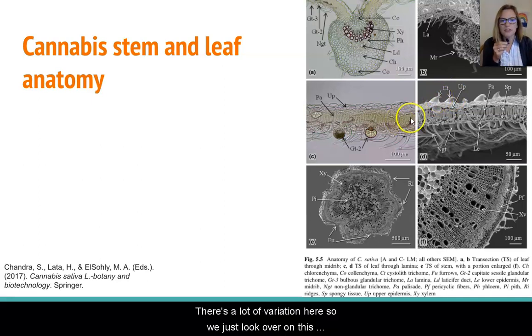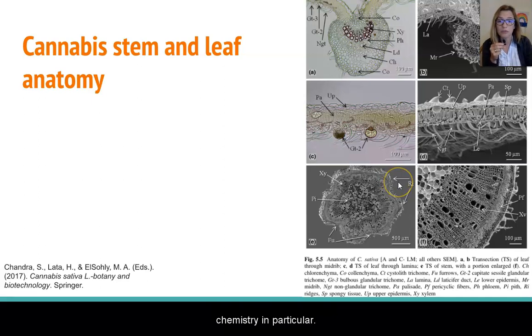There's a lot of variation here, so if we just look over on this side, there's a couple glandular trichomes here on the underneath side, but here you just kind of get a little more close-up view of that leaf, and you'll just see there's a lot of surface features to it that give it a lot of interesting chemistry in particular.